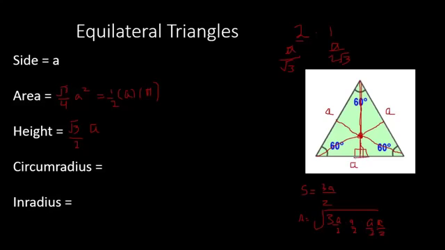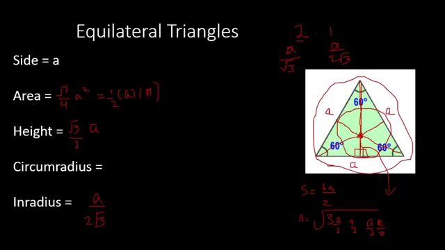Well, if you draw a circle inside an equilateral triangle touching all the sides, the bottom part would be the inradius, which would be a by 2 root 3. Similarly, if I draw a circle outside the triangle touching all its vertices once, this would be the radius, the circumradius, which would be a by root 3. Coming again, cutting this height in 2:1, the first part is the inradius and the second part is the circumradius.